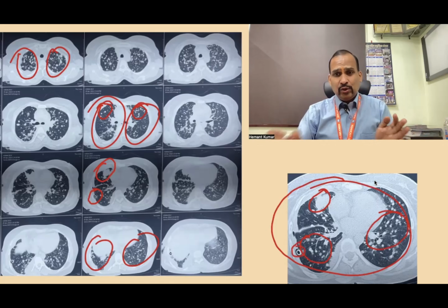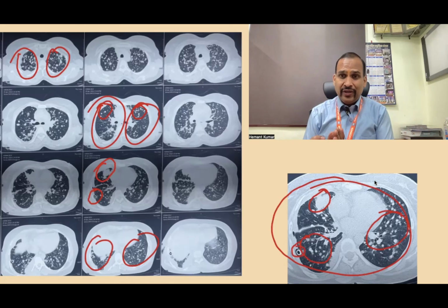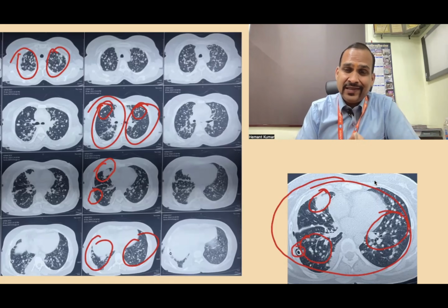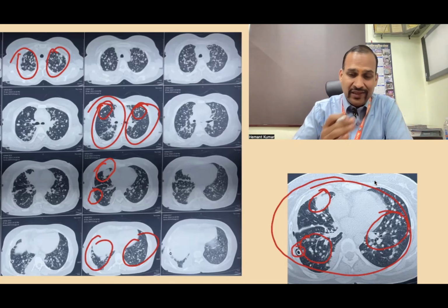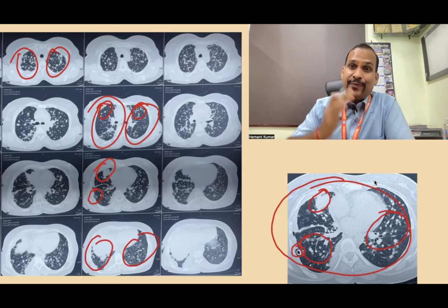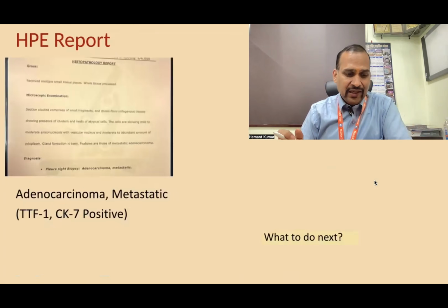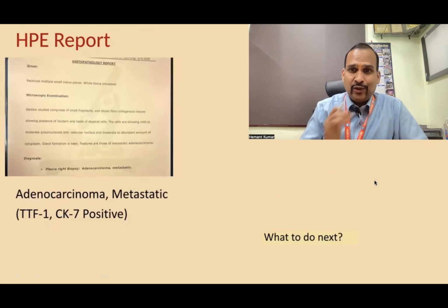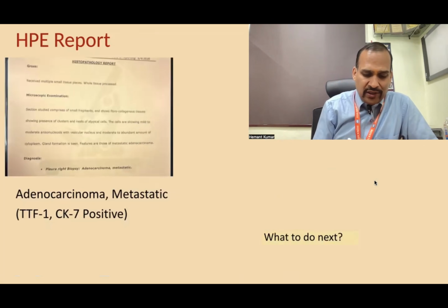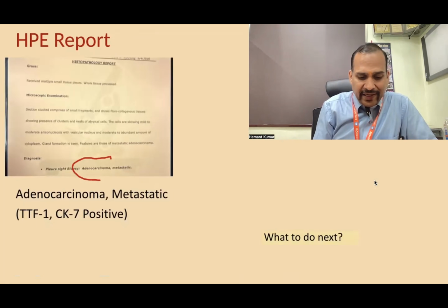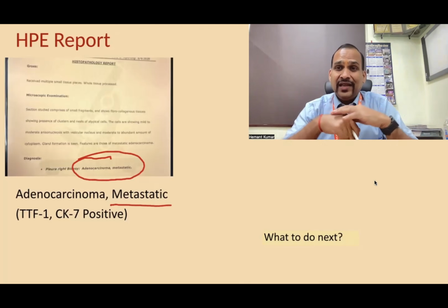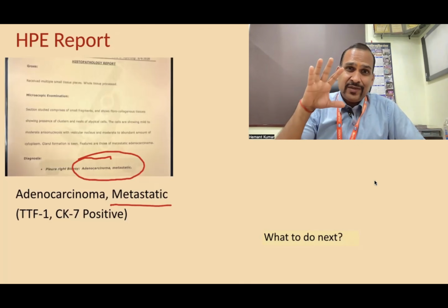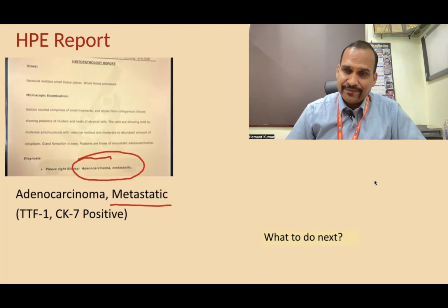Okay, so up to now we can almost be very sure that this patient is a case of malignancy with bilateral metastatic nodules, because these nodules are suggestive of metastasis. Now this is our histopathology report. In histopathology, the pathologist reported metastatic adenocarcinoma. Now the question arises: this is metastasis, where is the primary?